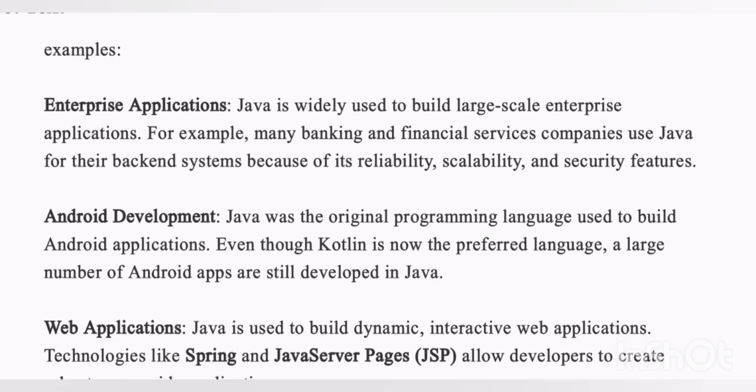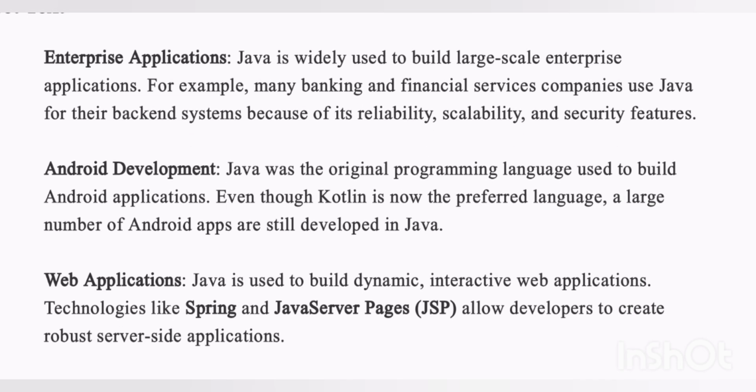Android development. Java was the original programming language used to build Android applications. Even though Kotlin is now the preferred language, a large number of Android apps are still developed in Java.